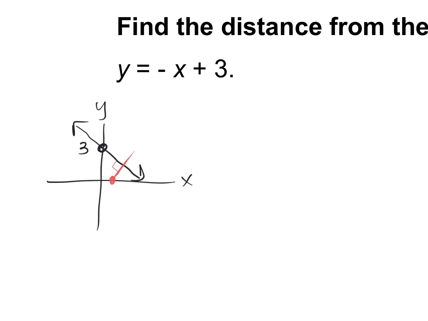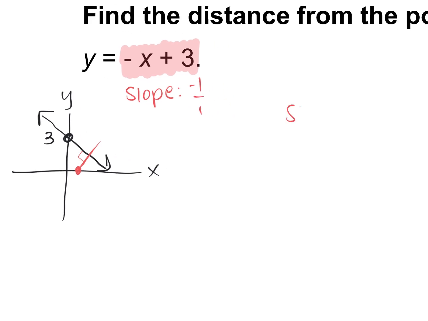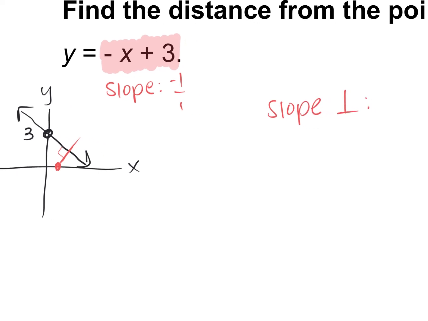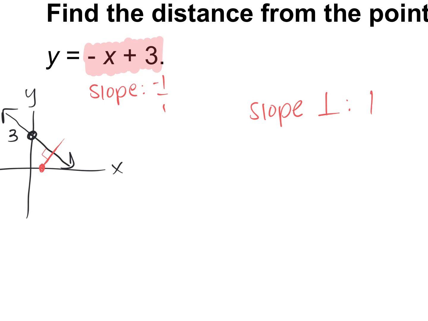So check this out. Our given equation was negative x plus 3. Do you guys agree? What's the slope there? So our slope is negative 1 over 1, right? Or just negative 1. The slope of our perpendicular line needs to be 1. So we're going to write y equals 1x plus b, because we need our slopes to be perpendicular to each other.